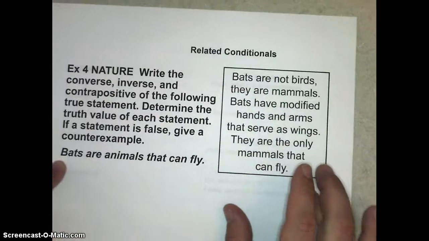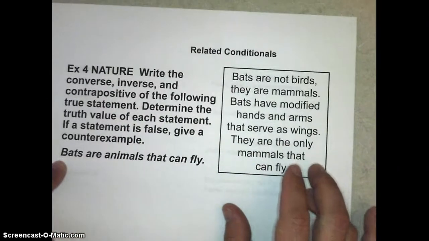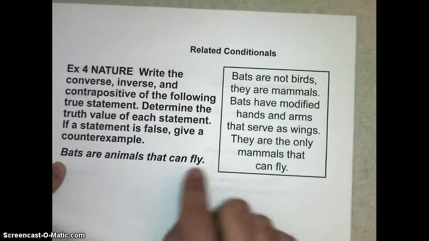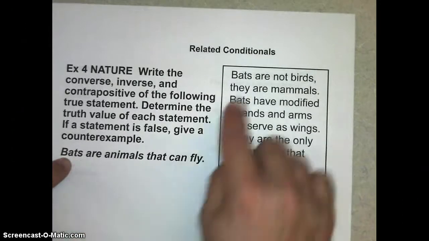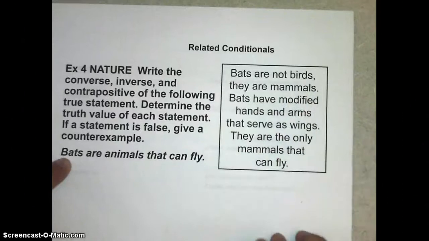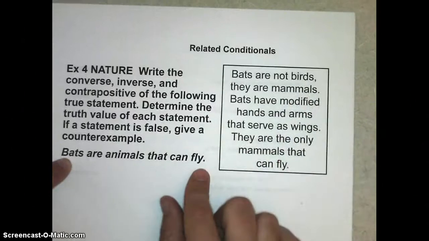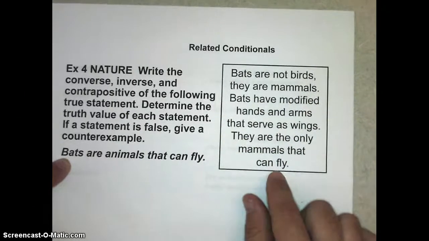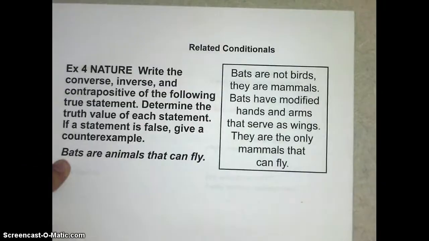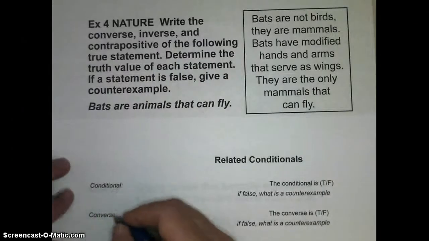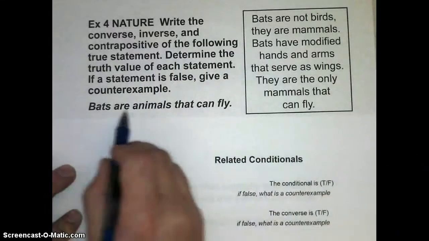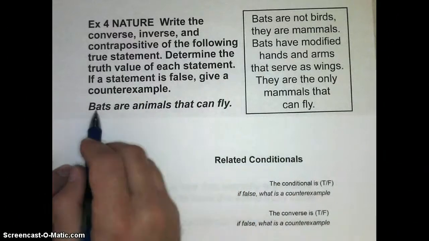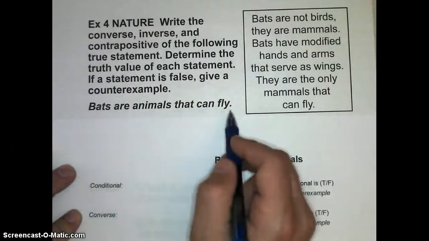So our statement is that bats are animals that can fly. Well, bats are animals. They are mammals. Mammals are the kind of animal that can fly. They are the only animals that can fly. So we're going to write the conditional, converse, inverse, and contrapositive of that statement. So we have to be able to write this as a conditional statement. So bats are animals that can fly.